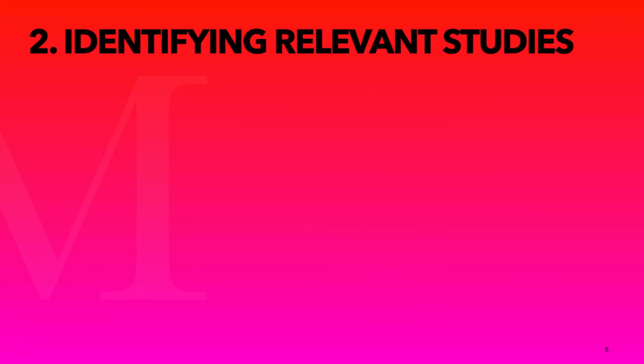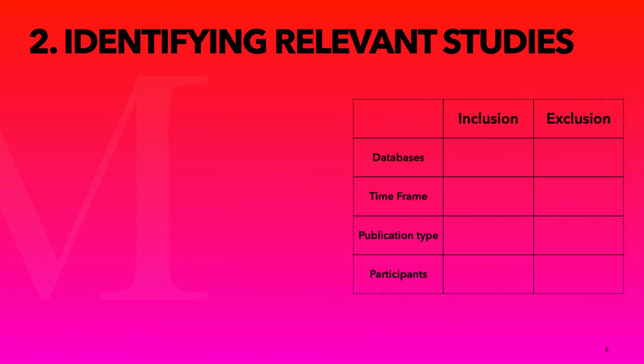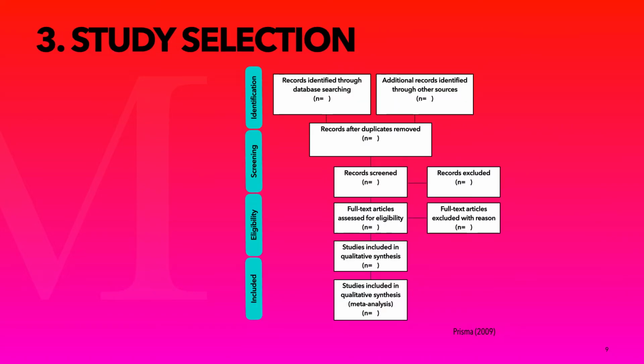The second stage was to identify relevant studies. After developing specific search terms, the articles were screened through inclusion and exclusion criteria. The next step in the framework was screening which articles to select. For this, a flowchart diagram called PRISMA was used. PRISMA is a research-based method for selecting which articles are included in the study.